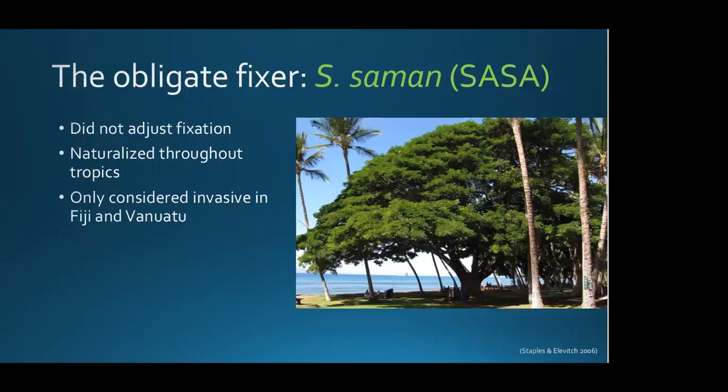Sasa is a low-risk species that demonstrated the obligate strategy, meaning that it did not adjust fixation even when more soil N was available. It has been introduced and naturalized throughout the tropics and is not a high threat for invasion.